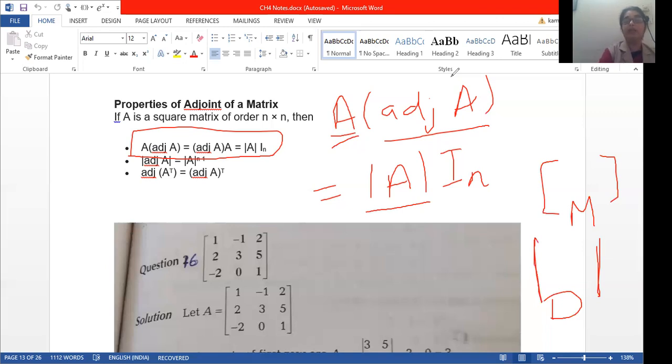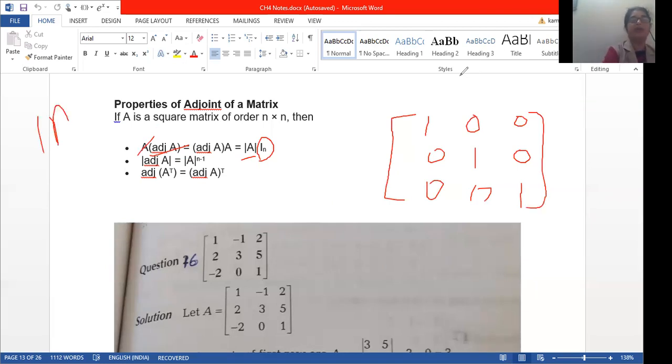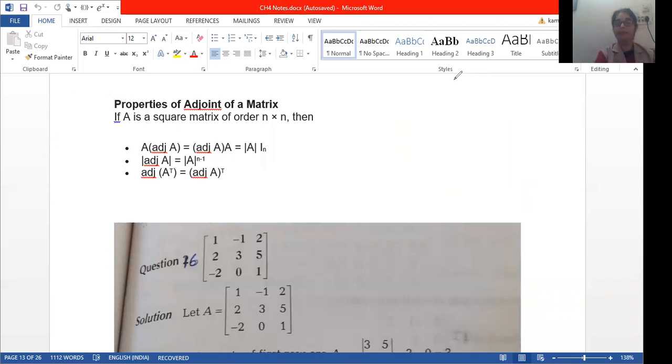Now this is a property: A is a matrix, adjoint of A is again a matrix. So if you multiply these two matrices, you will get determinant of that matrix times the identity matrix. You all know the identity matrix of order 3 by 3 is 1 0 0, 0 1 0, 0 0 1. This is the identity matrix, and suppose we are having determinant of A equal to 5, so your value will be 5 times this. We will do one question based on it, then it will be more and more clear to you. Okay?